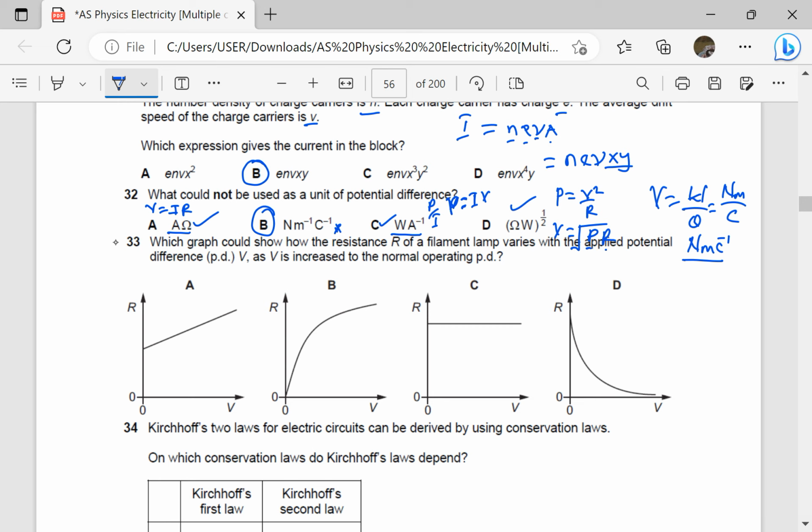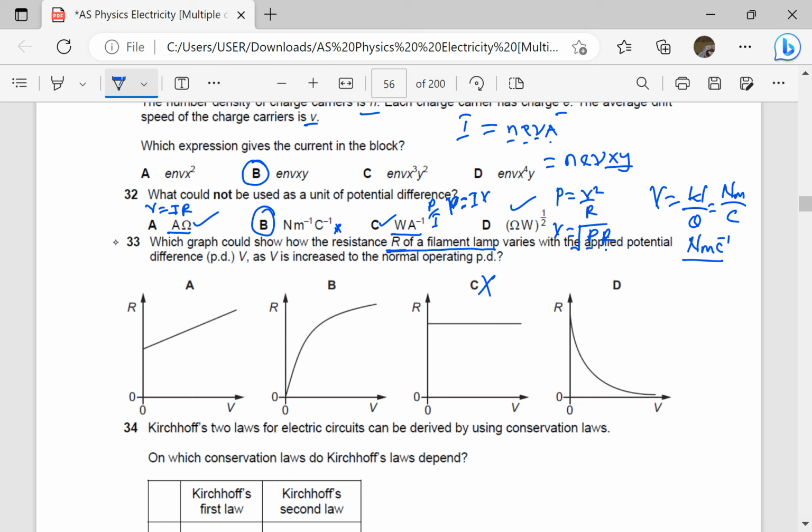Which graph shows the resistance R of a filament lamp? How the resistance of a filament lamp varies with the applied potential difference as V increases. So, of course, C is automatically wrong because it shows that the resistance remains constant. The resistance increases as temperature increases. The resistance must increase as temperature increases.